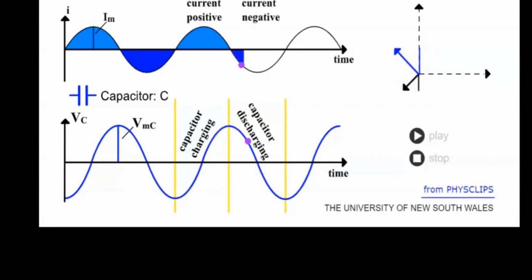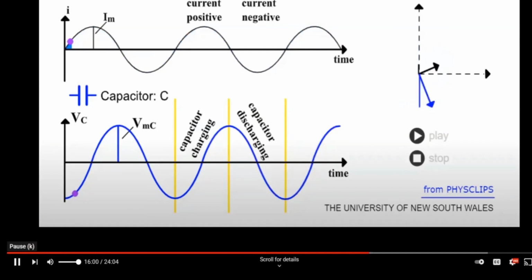Once again, the length of both these phasors indicates the maximum value of current and voltage. And at any moment in time, t, their projection onto the y-axis indicates their values at that instant.